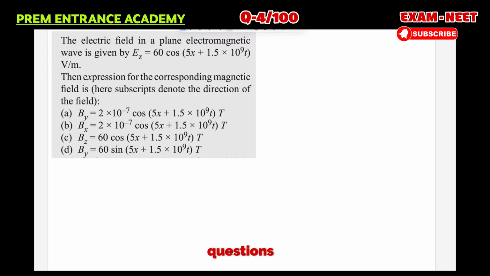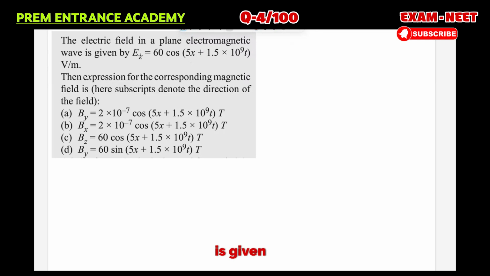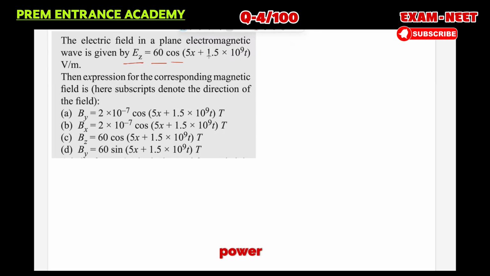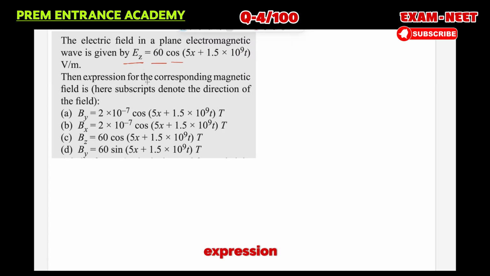Hello dear students, this question comes in NEET 2025 from the chapter Electromagnetic Waves. The question is: the electric field in a plane electromagnetic wave is given by Ez = 60 cos(5x + 1.5 × 10^9 t) volt per meter. So the electric field is given in equation format, where the electric field is acting in the z direction. We have to find the expression for the corresponding magnetic field.